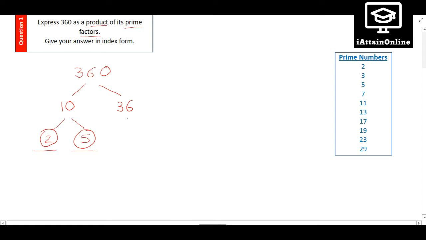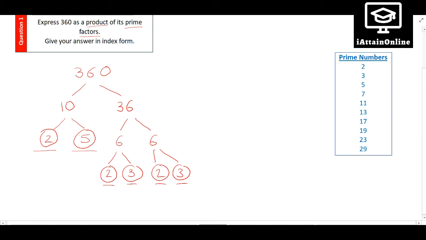However, 36 is not a prime number, so I'm going to break that down again. 6 times 6. Neither of those are a prime number, so I'm going to break that down into 2 and 3. Because they are prime, I'm just going to circle those, and that branch of that tree stops there. And then I'm going to do the same over here. That's going to be 2, that's going to be 3. Both of those are prime numbers.